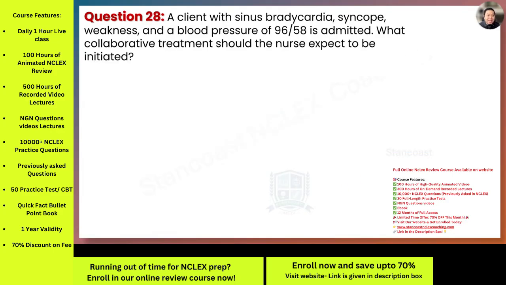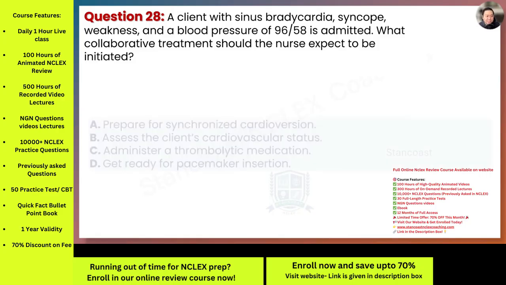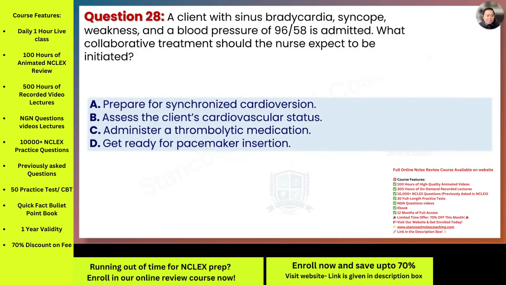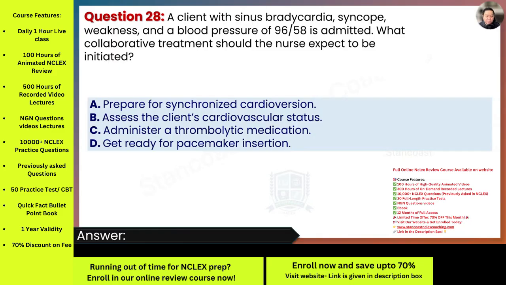28. A client with sinus bradycardia, syncope, weakness, and a blood pressure of 96/58 is admitted. What collaborative treatment should the nurse expect to be initiated? Options: A, prepare for synchronized cardioversion. B, assess the client's cardiovascular status. C, administer a thrombolytic medication. D, get ready for pacemaker insertion. The answer is letter D, get ready for pacemaker insertion.